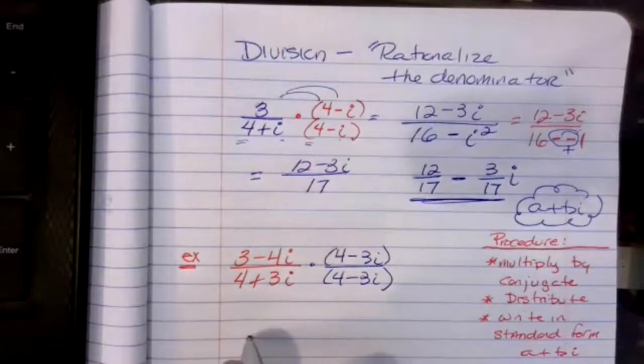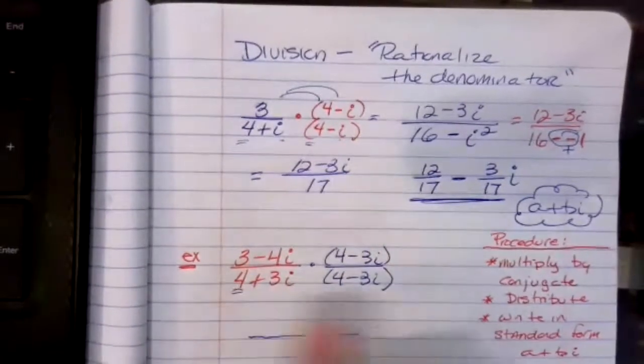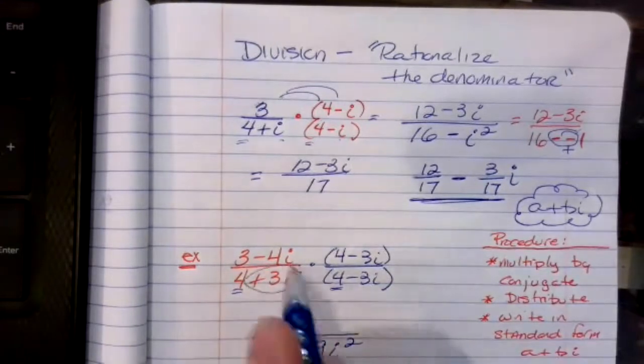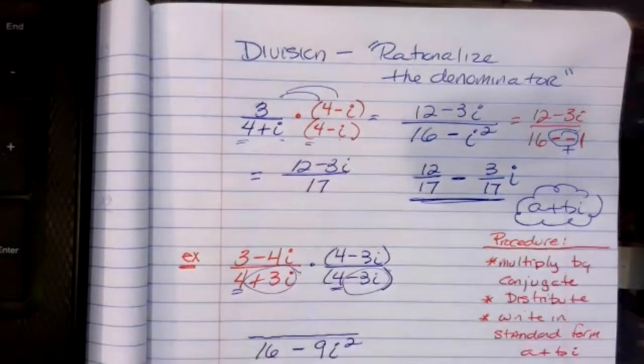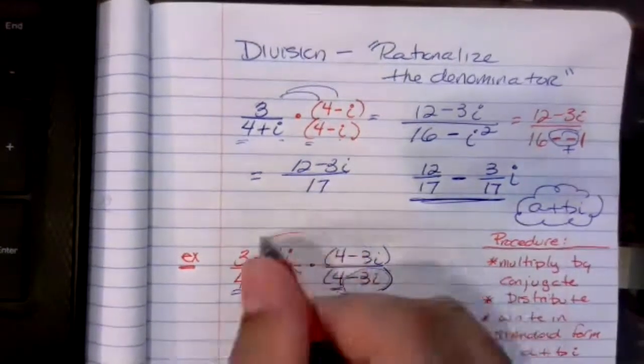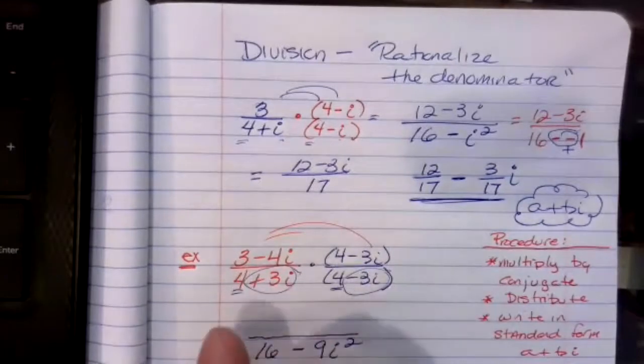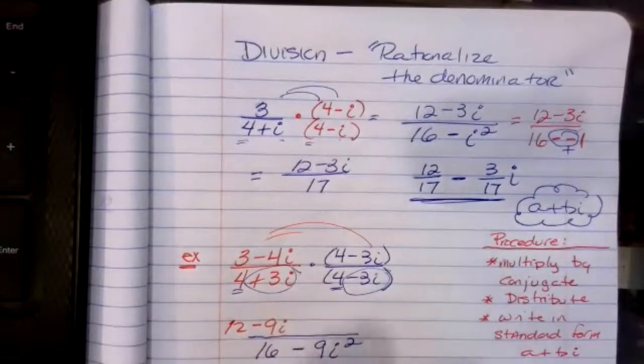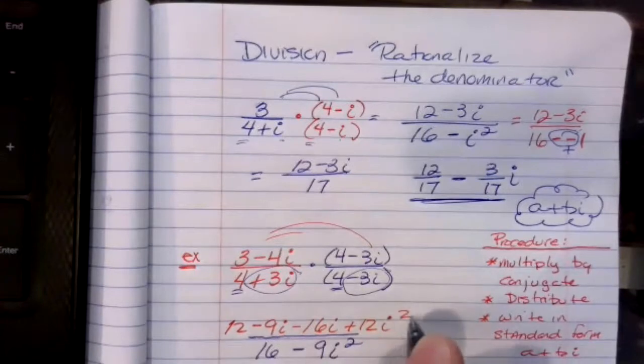Well, the denominator is going to be pretty easy, so I'm going to do that first. 4 times 4 is 16. 3 times 3 is negative 9i squared. We're going to have that on the bottom, right? We just have to multiply these when we have conjugates. On the top, we're going to have to distribute. 3 times 4 is 12. 3 times 3 looks like negative 9i. 4 times 4 is negative 16i. And 4 times 3 is positive 12i squared.